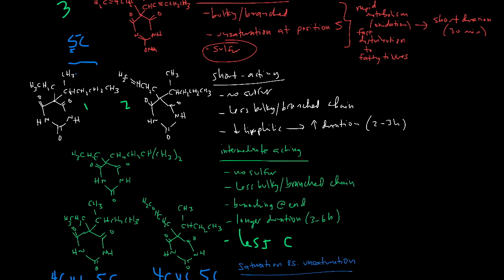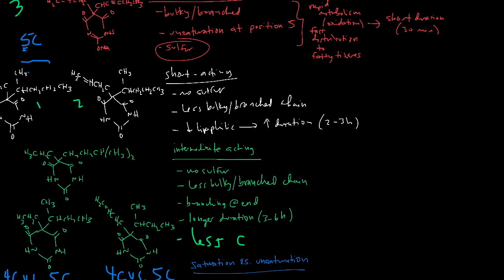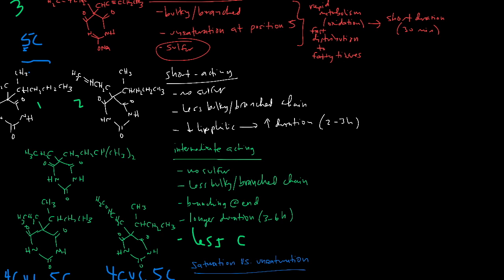Both short acting and intermediate acting have less bulky branched chains. Intermediate acting has the longest duration of action. Comparing these three, you'll see the long duration of action soon. So in a nutshell, ultra short actings have a sulfur or more unsaturation and branching, and short actings and intermediate actings have less unsaturation and less branching, and intermediate actings have even fewer carbons. That's it in a nutshell. And decreasing the number of carbons, bulky or branching, and unsaturation leads to longer duration of action.